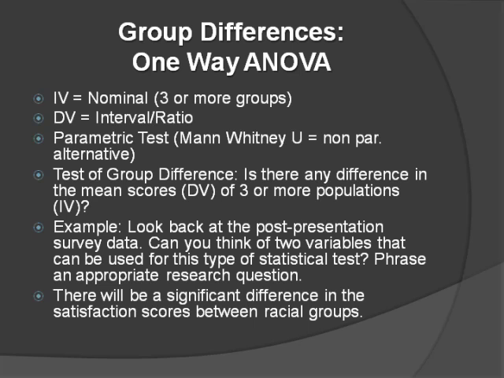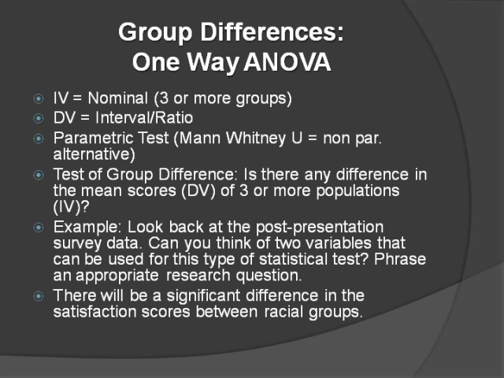And we're talking about a dependent variable, which is satisfaction scores. So is there a difference between these different racial groups in terms of their satisfaction scores? My hypothesis is that there will be a significant difference. That particular hypothesis does not have a direction to it, so this would be considered a two-tailed research hypothesis.